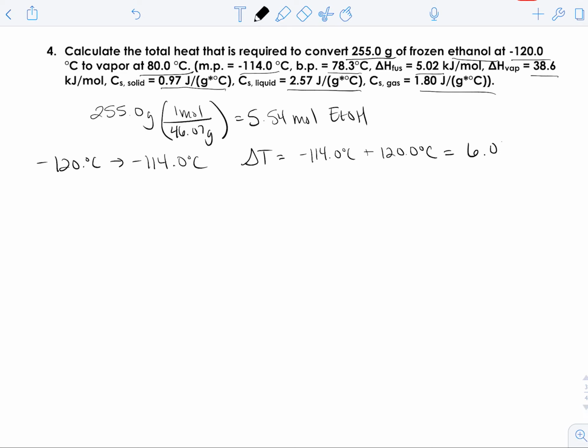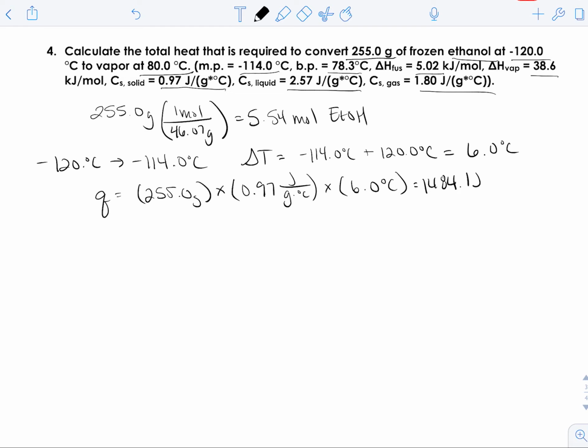giving us a delta T of 6 degrees Celsius. So our Q here is going to be equal to our mass, 255.0 grams, times our specific heat of our solid, 0.97 joules over grams times degrees Celsius, times our delta T, 6.0 degrees Celsius. Multiply all this out, we get a value of 1,484.1 joules. I'm going to convert this into kilojoules.